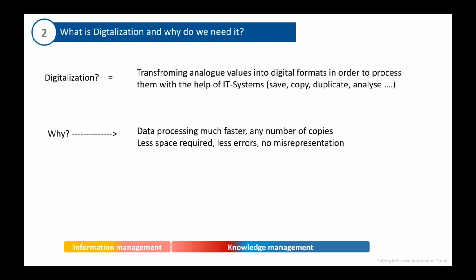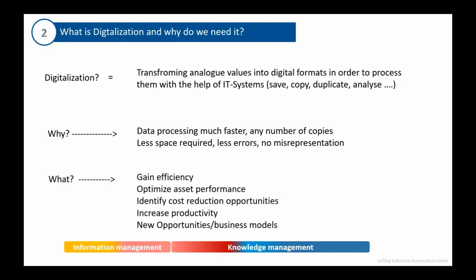Why? Data processing is way much faster if we use the help of computers. I can save or make any number of copies as I want and spread them around the world in real time. There is less space required for the archives, and there are fewer errors because computers don't make errors, and there is no misrepresentation of any data or any information because it's all about zeros and ones as soon as we go into the computer. So there is no misrepresentation.